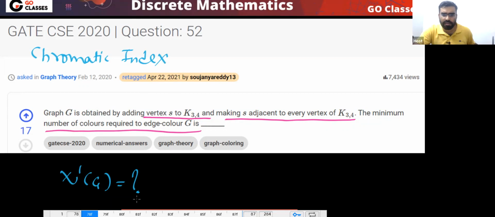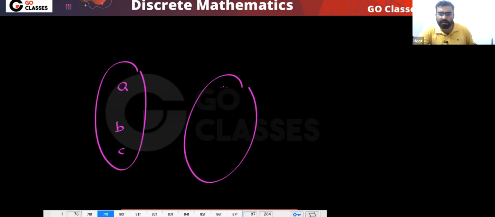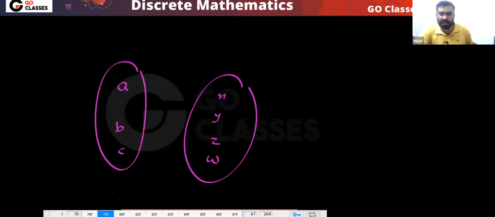Just think about it. So the question is saying that this is K34. Like this is your K34. Let's assume A, B, C, and 1, 2, 3, 4, or maybe X, Y, Z, W. And remember, K34 means complete bipartite graph. This is your complete bipartite graph.